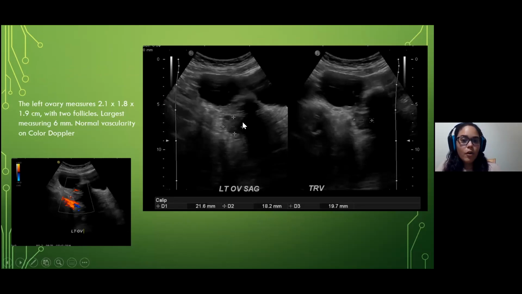Then we moved to the left ovary, which is here, and the measurements were okay, 2.1 by 1.8 by 1.9, with two little follicles that we can see here as well. Remember how I talked about those benign ovarian masses? So follicles are there, but these are rather small. The largest one was measuring about 6 millimeters, and even on color Doppler, I know that this seems like a lot of color Doppler, but the ovary is here, and everything was normal there.